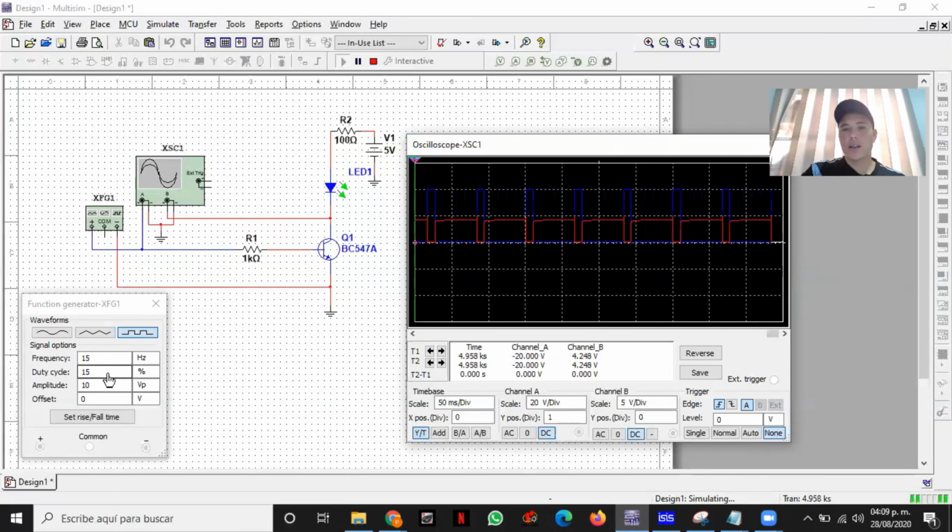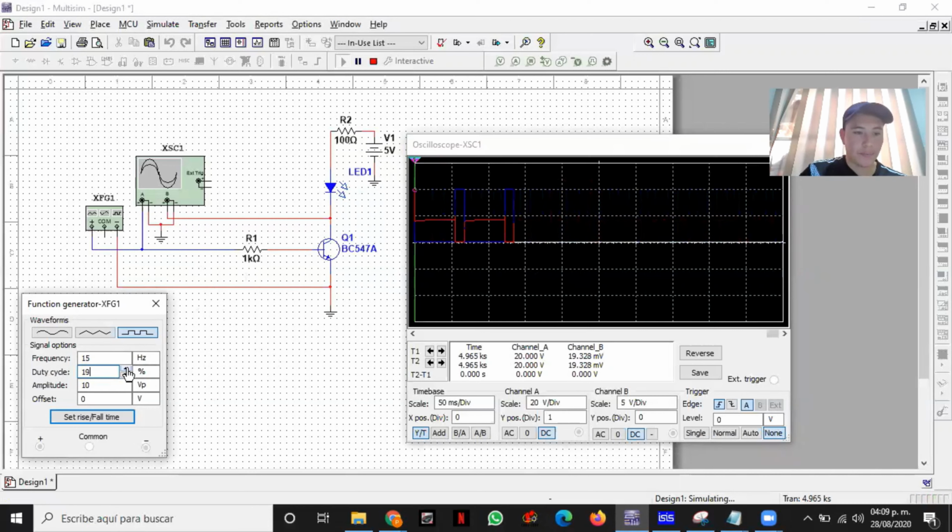So let's look at what happens if I increase the duty cycle with the blue signal, which is the input signal. So let's look at what happens. Just to remember, the PWM signal is the time that a square signal stays in high or in low. So let's see what happens.